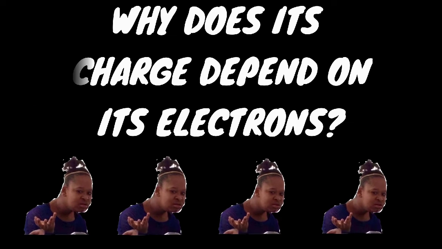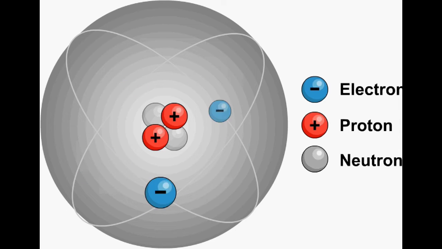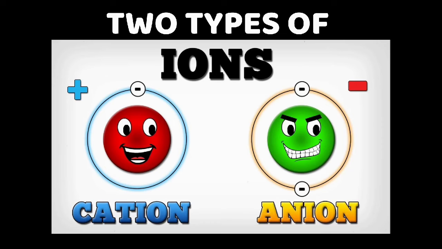Now, why does an ion's charge depend on electrons? Why not the protons or the neutrons? Well, protons and neutrons are bound inside the nucleus, not giving them the ability to be gained or lost. While electrons are outside of the nucleus and actually surround the nucleus, moving freely, giving them the ability to be lost or gained. Now there are two types of ions, the cation and the anion.